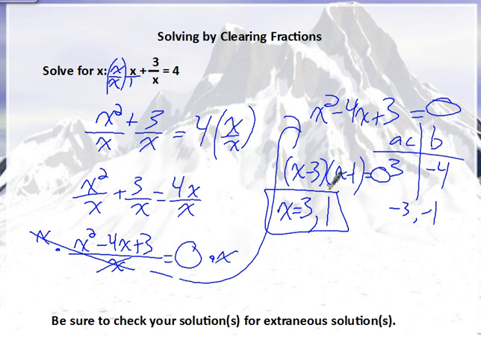Before I can call it quits, I have to go back to my original equation and plug both of those in and make sure I don't get any zeros in my denominator. So I plug in 3, I'd get 3 plus 3 over 3, 3 plus 1 equals 4, that's true. I'm going to try 1. 1 plus 3 over 1 is 1 plus 3 is 4. So we're good. We didn't have any extraneous solutions. My answers are x equals 3 and x equals 1.